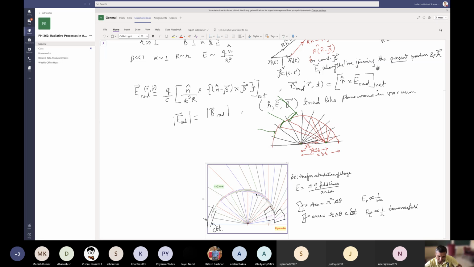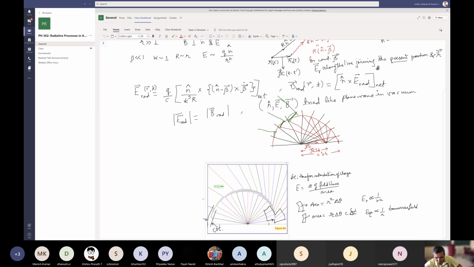Now in this portion, the tangential portion where the magnetic fields are tangential and dense, there the area goes like r delta theta, right? And the width of this is c times delta t, right? This is the time scale for acceleration.